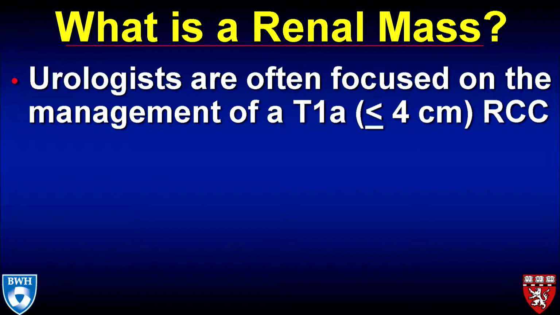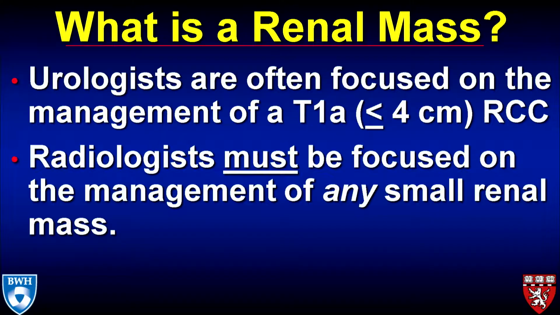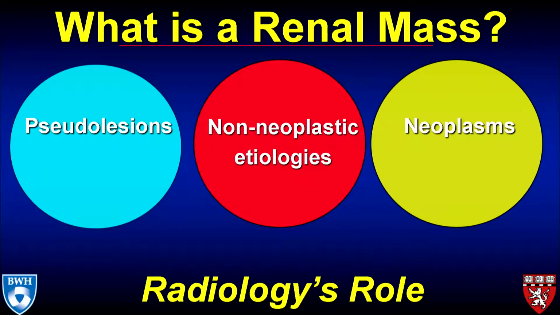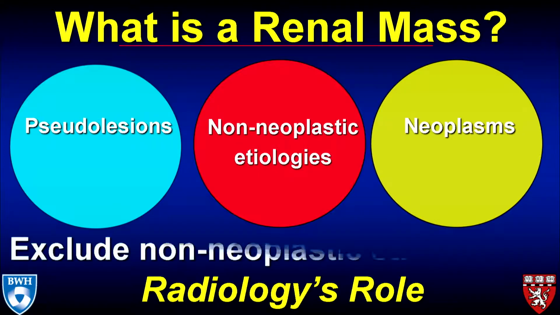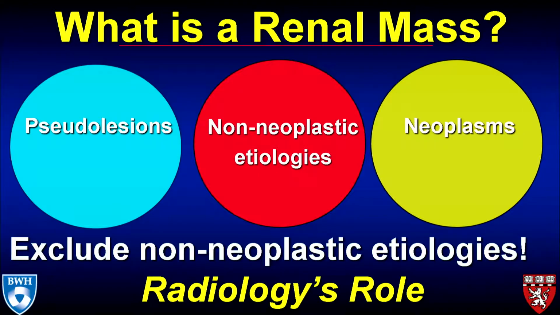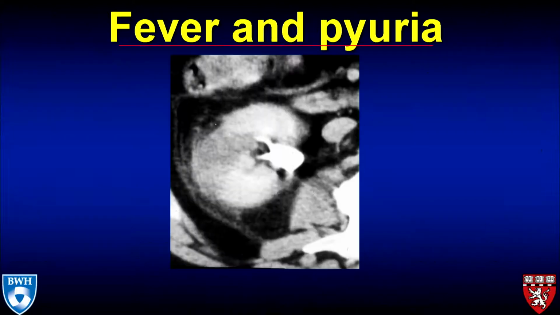So we have to step back and say, what is a renal mass? Now, the urologists look at a renal mass and they're thinking kidney cancer, okay? And that's their business. They want to make sure they treat kidney cancer at an organ-confined stage. But as radiologists, we need to be focused on any renal mass, any space-occupying lesion. They could be pseudo-lesions, non-neoplastic etiologies or neoplasms. And we need to make sure that we diagnose the non-neoplastic etiologies first.